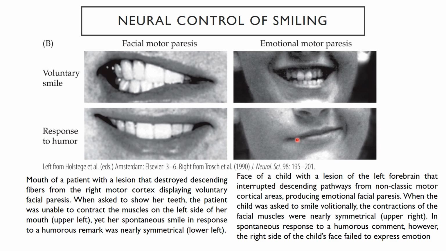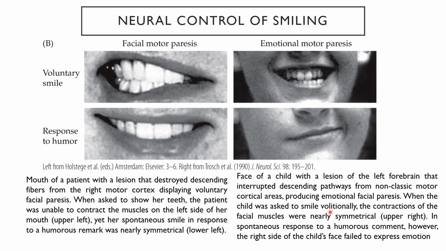So now we're going to look at the smile of someone who has emotional motor paresis. This is the face of a child with a lesion on the left forebrain that interrupted descending pathways from non-classical motor cortical areas. So this would be other areas outside of traditional motor cortex where voluntary motor control is regulated. This boy had emotional facial paresis.